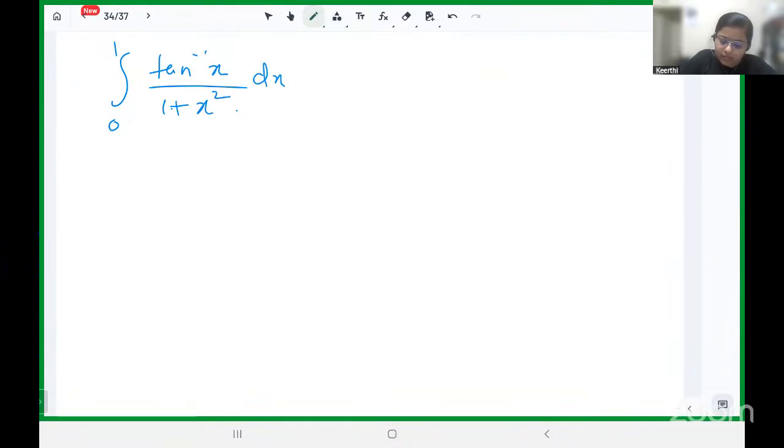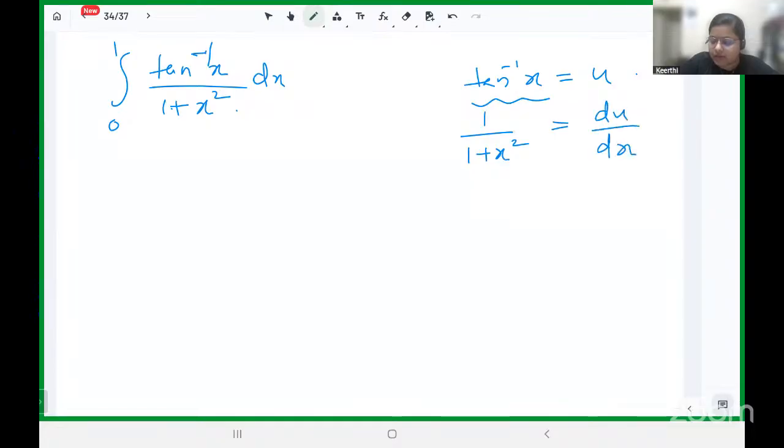dx. Can you integrate it directly? Tan inverse x by 1 plus x square. We can't integrate directly. So we have to make some kind of substitution here. For which function will I make the substitution? If I take tan inverse x is equal to u, what happens? Find the derivative. What is the derivative of tan inverse x? 1 by 1 plus x square is equal to du by dx. And if I take dx to the other side, 1 by 1 plus x square into dx is equal to du. Right?